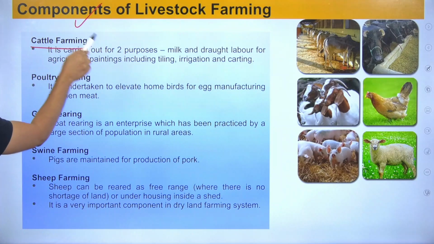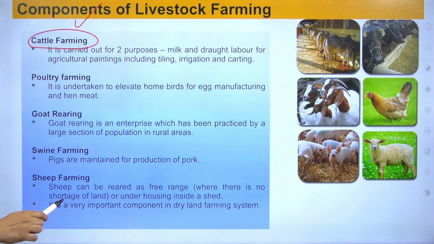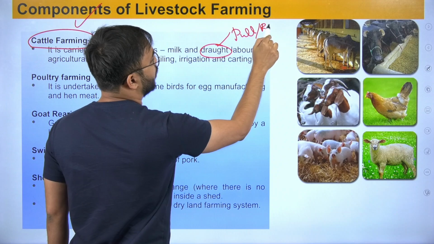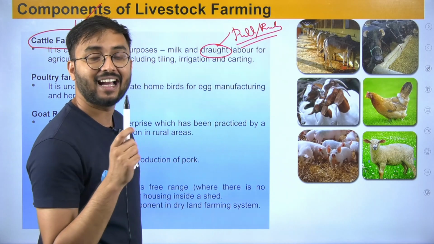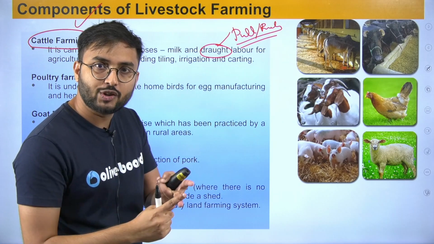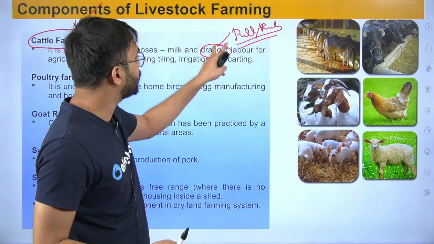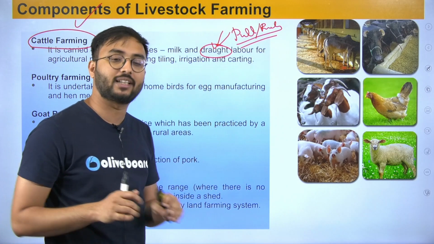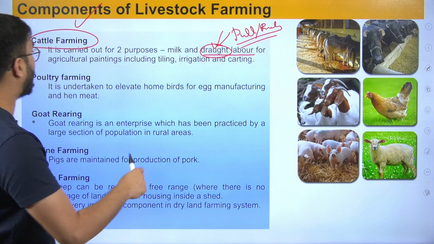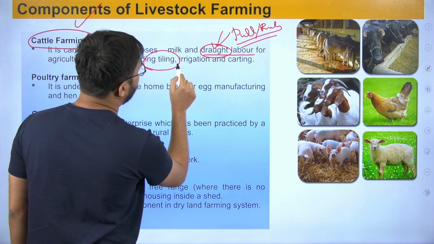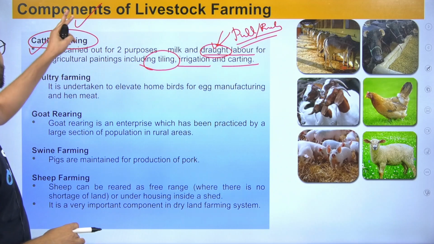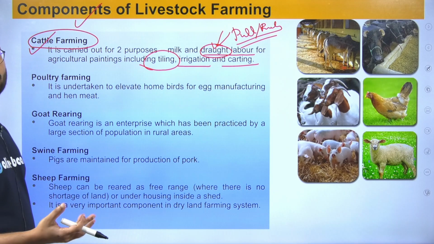So the first component is cattle farming, which includes cattle for your milk and for draught purposes. Draught is nothing but the pull and push activity of your animals, which is used for agricultural processes, for example plowing and tillage. Such draught labor is used in agricultural fields for tilling, irrigation, carting, or plowing. This could be carried out through cattle, buffaloes, cows, or oxen.